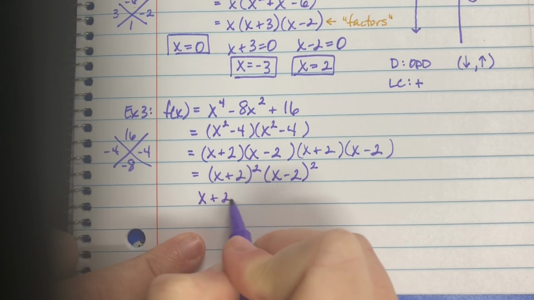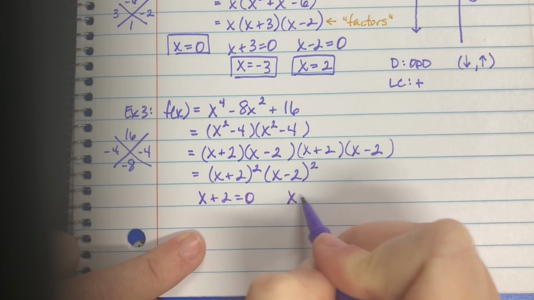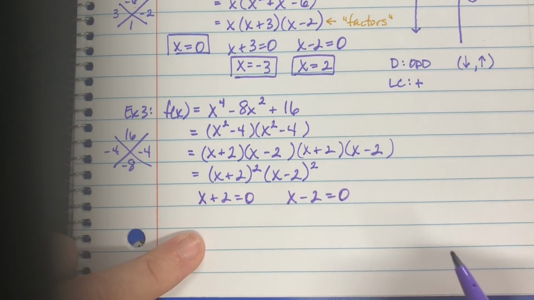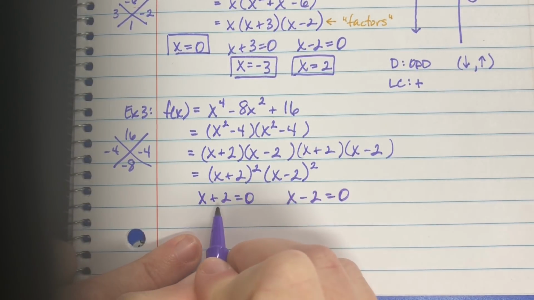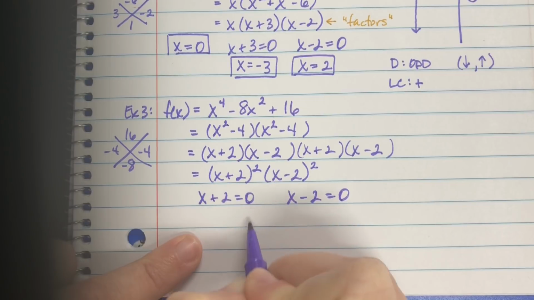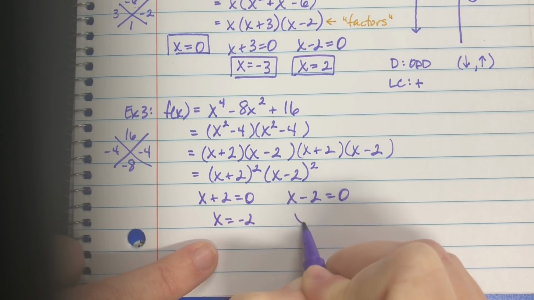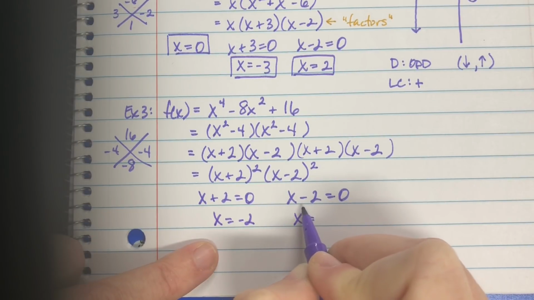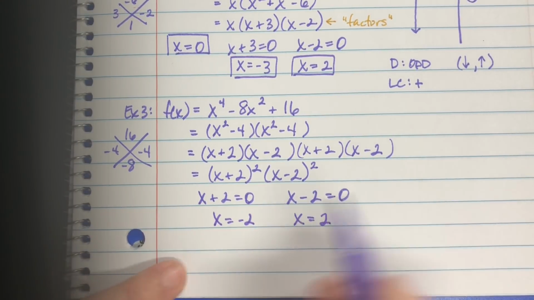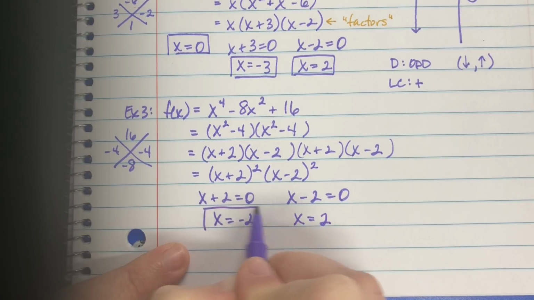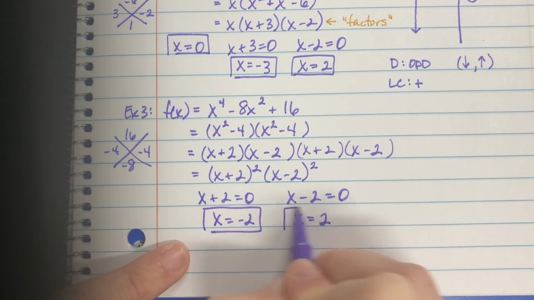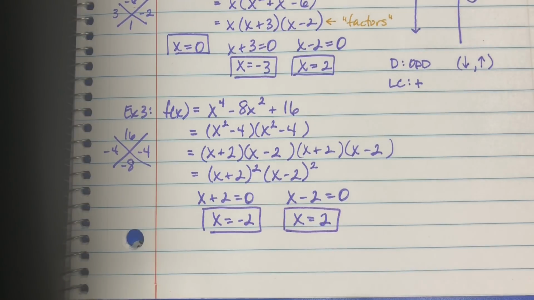x plus 2 equals 0. x minus 2 equals 0. Solving for x, if it's positive on the left, when I move it to the right, it will be negative. Same goes for this one. Negative on the left, positive on the right. My answers are x equals -2 and x equals +2.